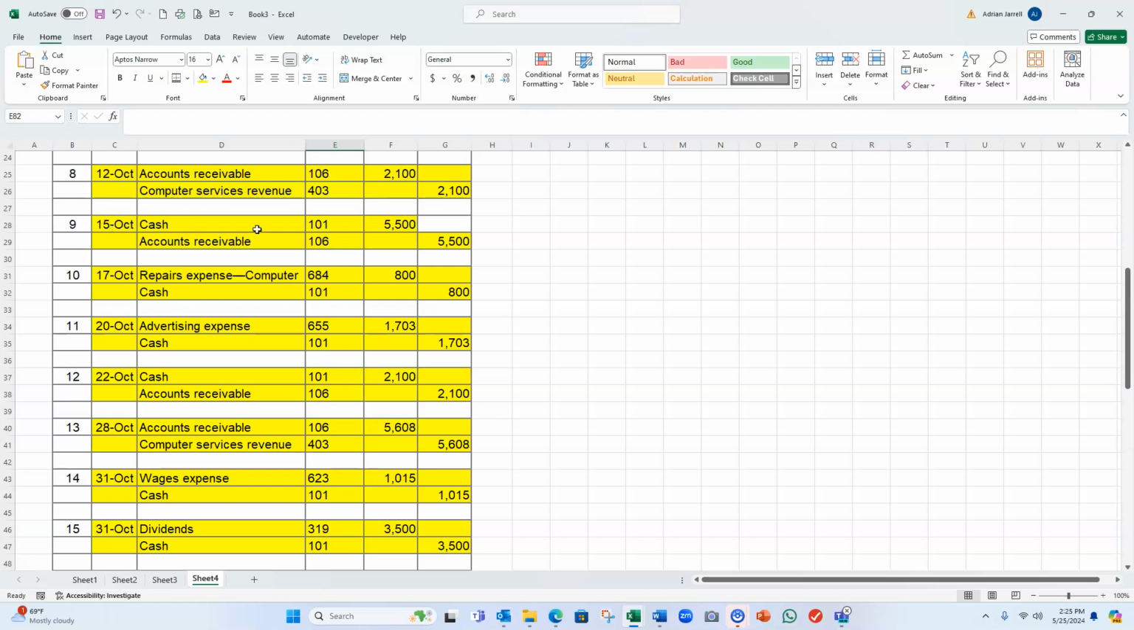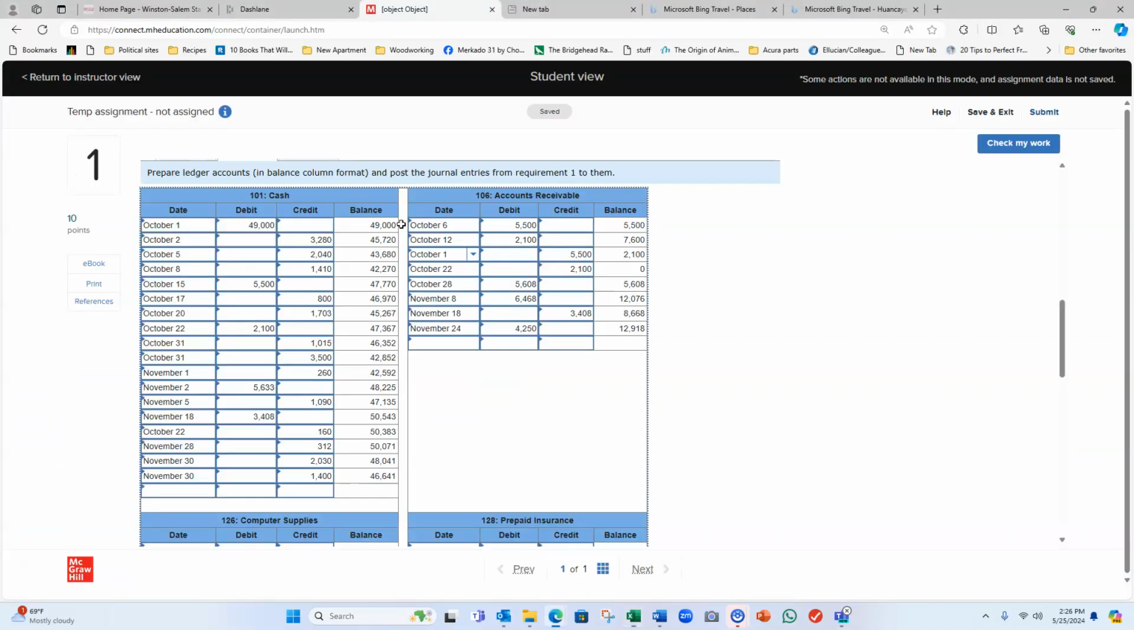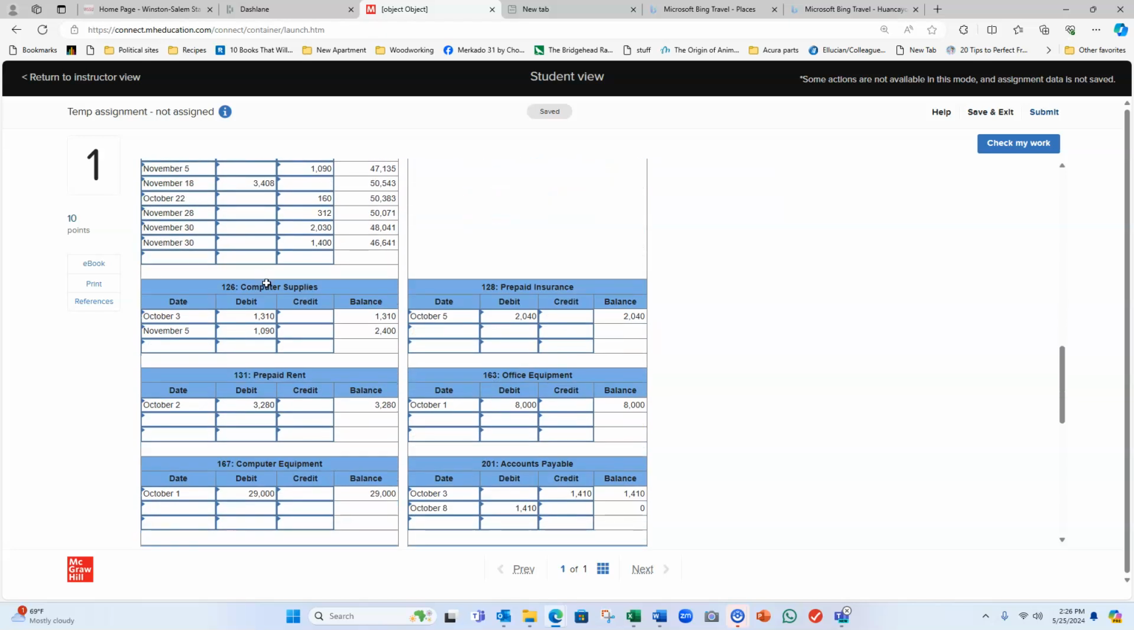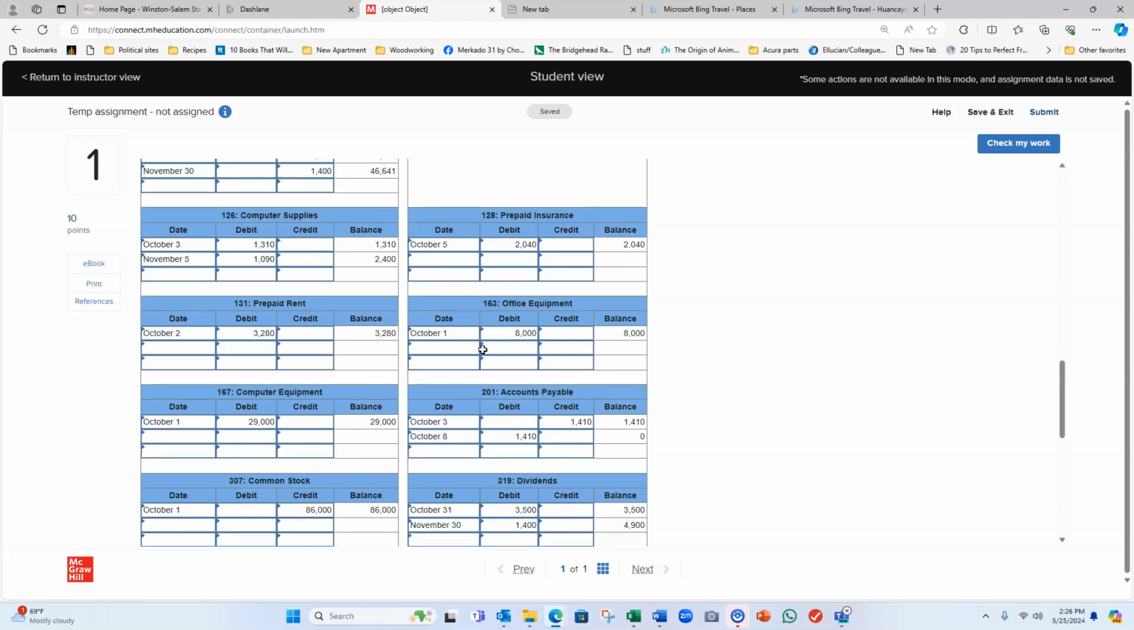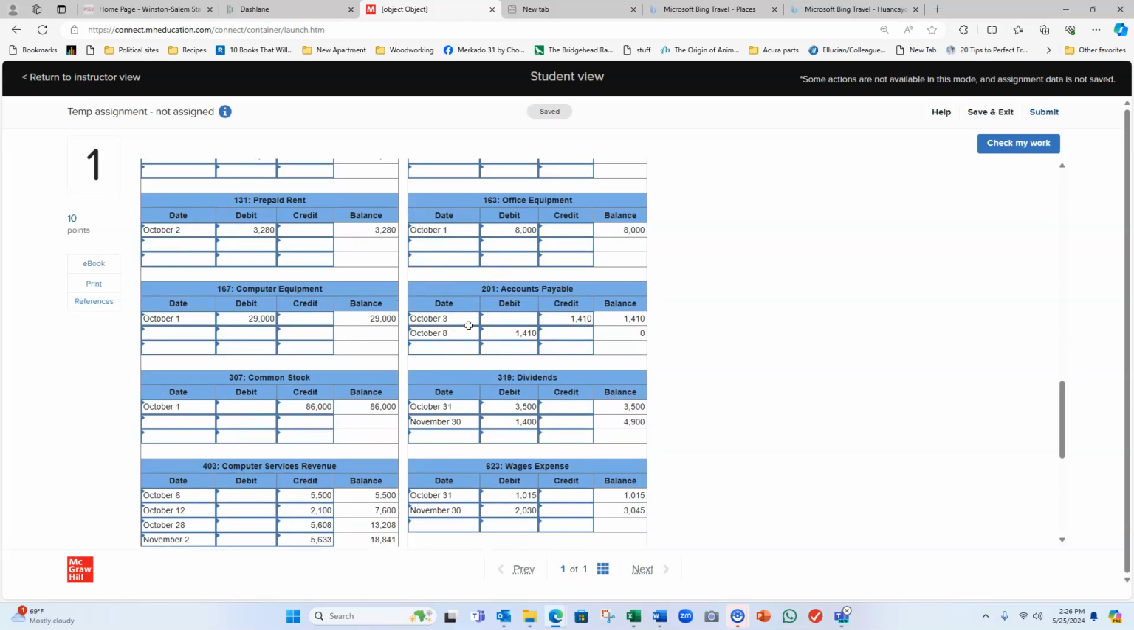On October the 15th was a debit to cash and a credit to accounts receivable. So that's the... sometimes I get going too fast and miss the date. So it's October the 15th, 5,500 credit to accounts receivable, debit to cash. So far we've only had debits to these accounts. We'll see some credits next in chapter 3.